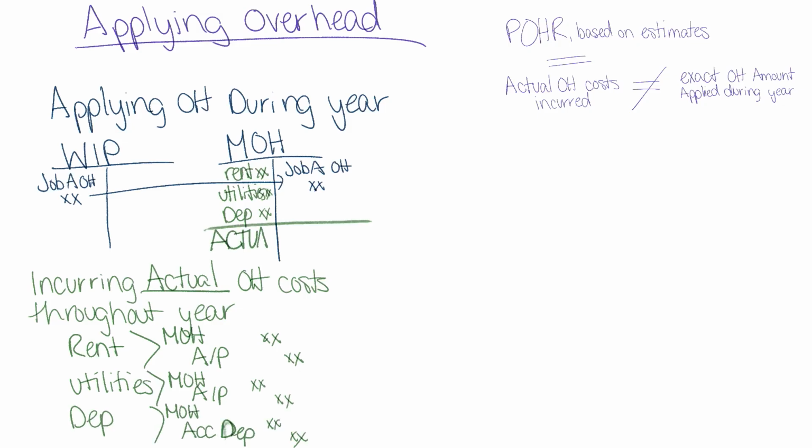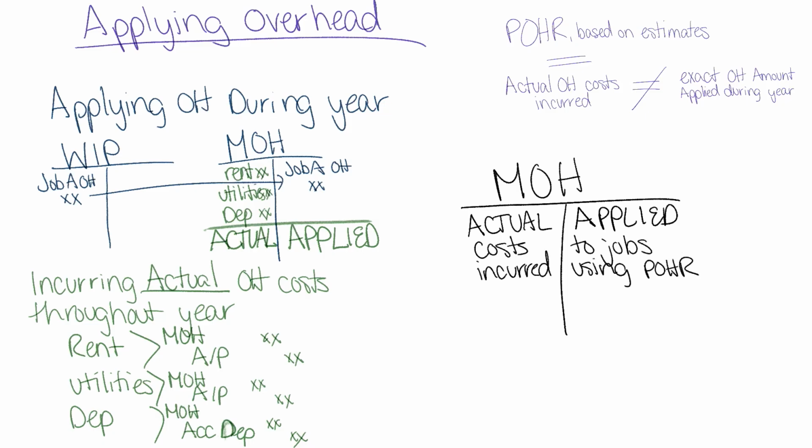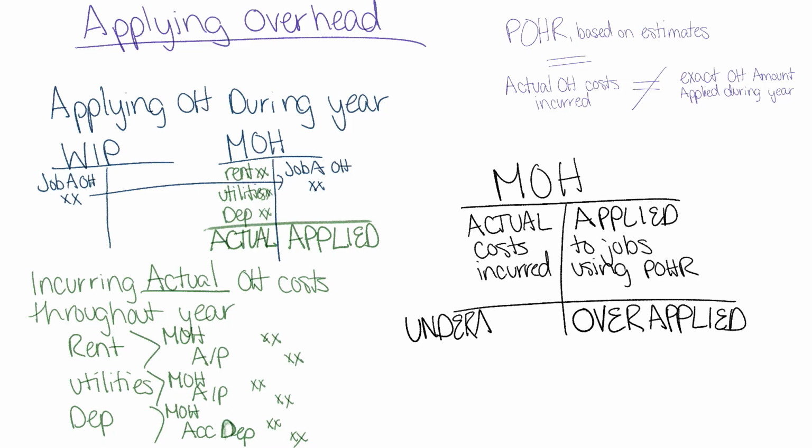At year end, compare the two sides of the manufacturing overhead account. If more overhead was applied to jobs than was actually incurred, the account has a credit balance. This means the overhead is over-applied. It means we assigned too much cost to jobs.